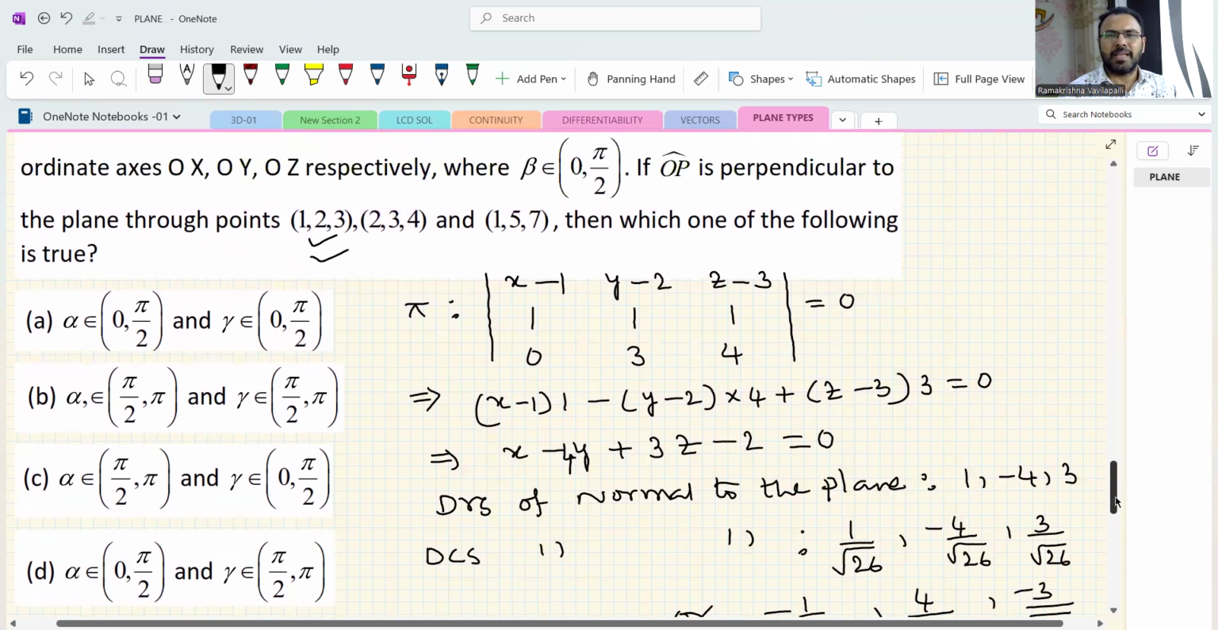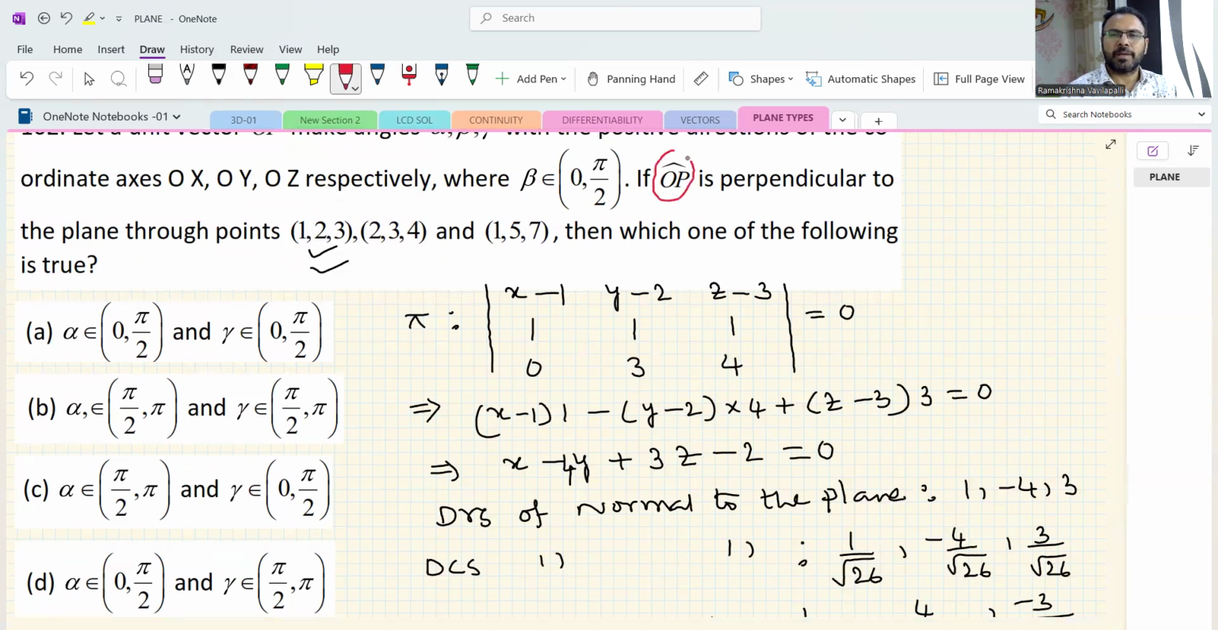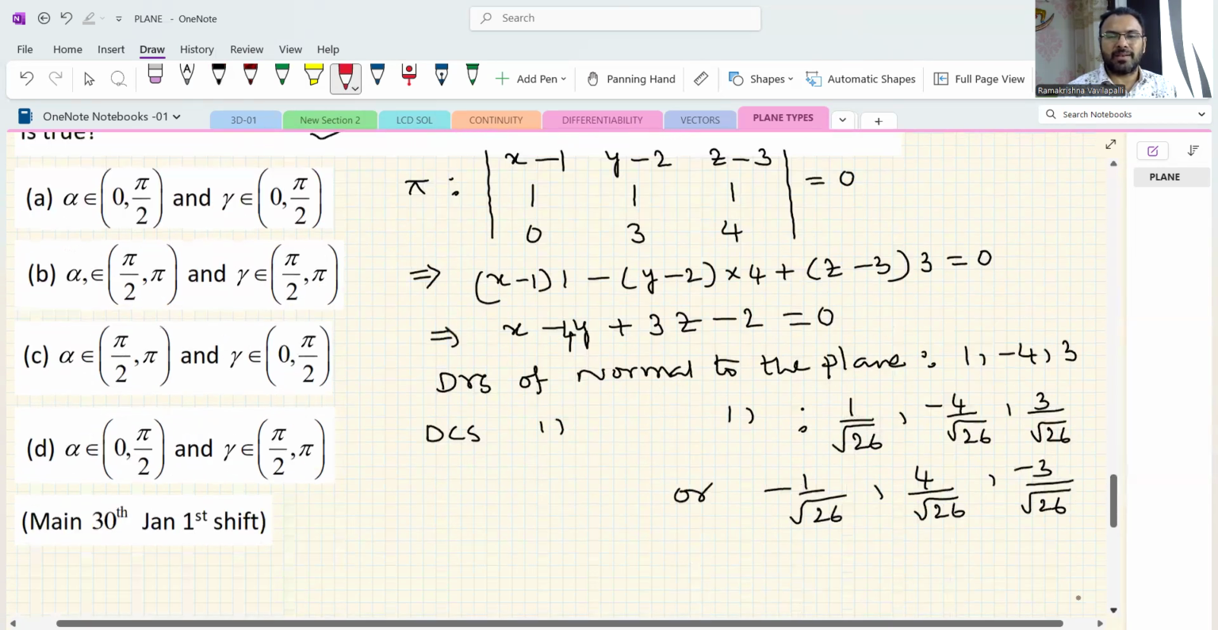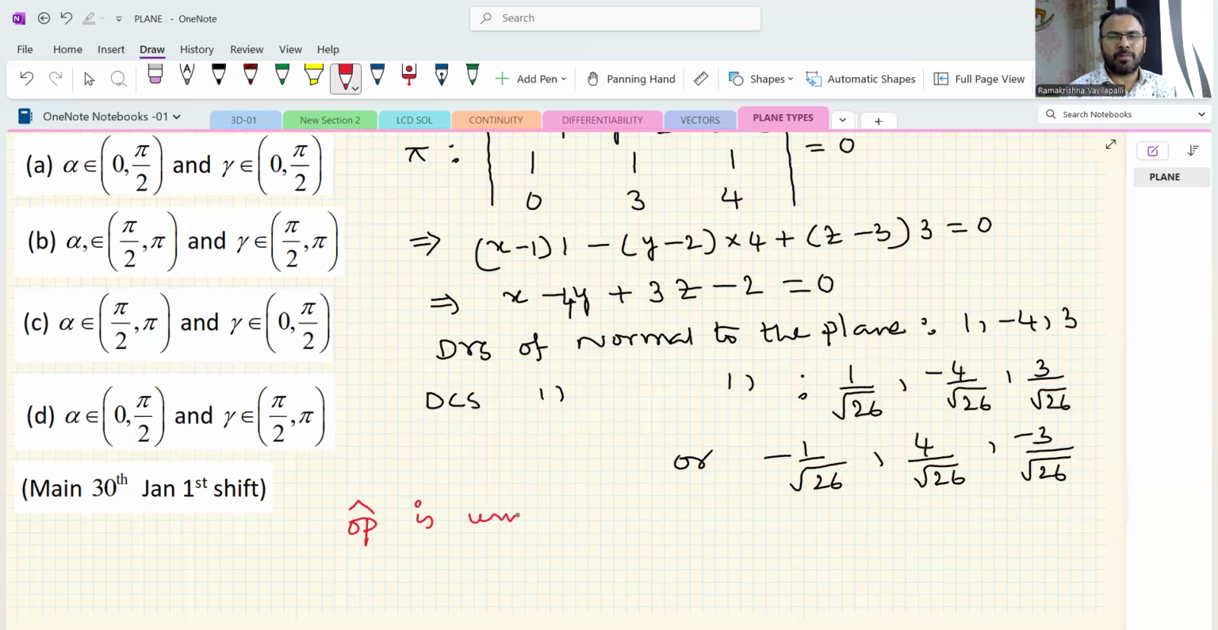Well, here you see that OP cap is perpendicular to the plane. OP cap is perpendicular to the plane. So OP cap is normal to the plane. OP cap is unit normal to the plane. Unit normal.